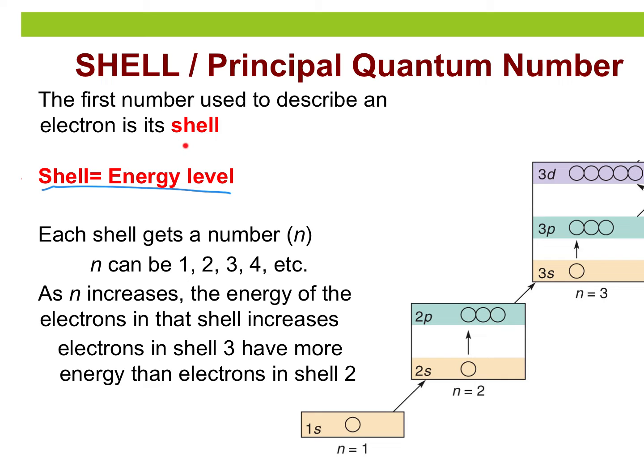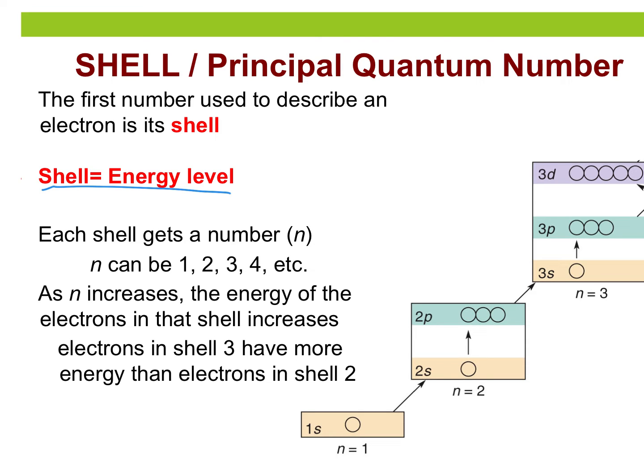Some of you might remember those electron configurations, like 1s2, 2s2, 2p6. The first number in electron configurations is that shell number. So each shell gets a number n, so we just call it n. N can be 1, 2, 3, 4, 5, 6, 7. And as n increases, the energy of the electrons also increases.